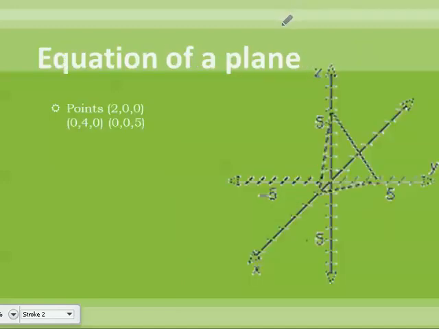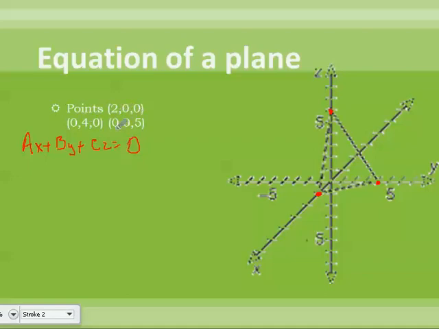Okay? Equations for a plane. What you're doing here is you're locating the intercepts. Okay? These points right here where it intersects the axes. That's where this plane is intersecting the axes. And they actually gave us the points right here. So what I'm going to do is I'm going to take the general equation, ax plus by plus cz equals d. I'm going to stick each one of these in.